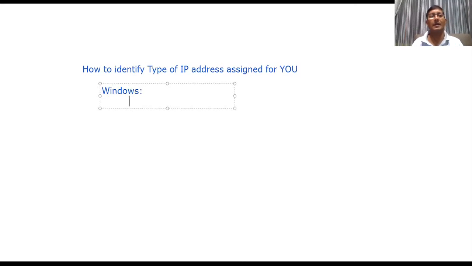Suppose you are using Windows, there is a command called ipconfig. You can go to the command line and type ipconfig, or we can use ipconfig /all. So either we can use ipconfig or ipconfig /all. ipconfig will show basic information. ipconfig /all will show detailed information. Let me show this info first.